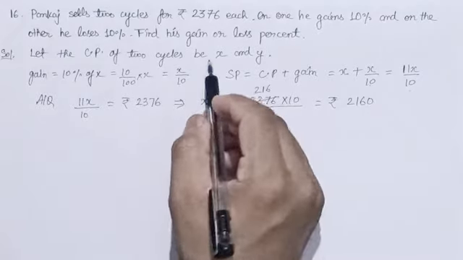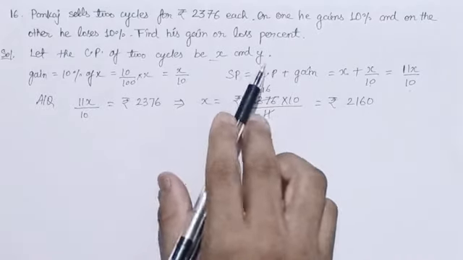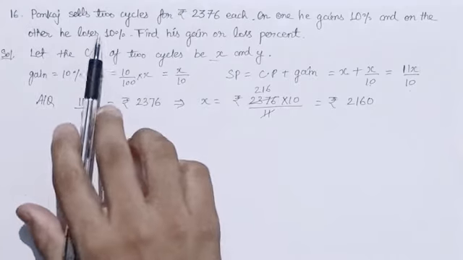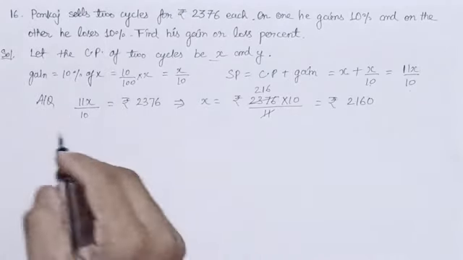Okay. Now let us find the cost price of the other cycle. On the other cycle, he loses 10%. So first let us calculate the loss.